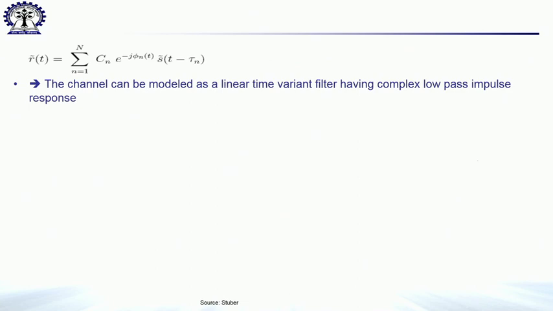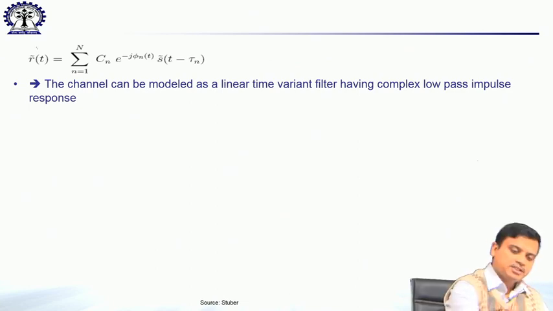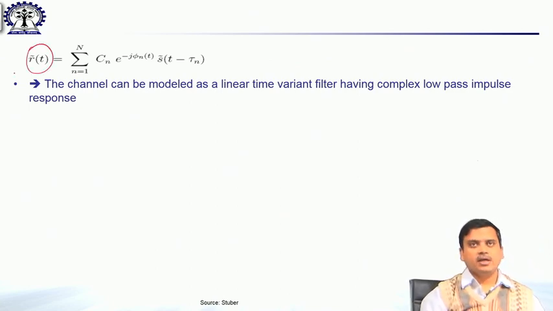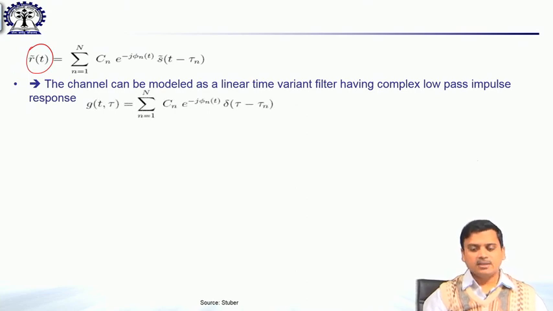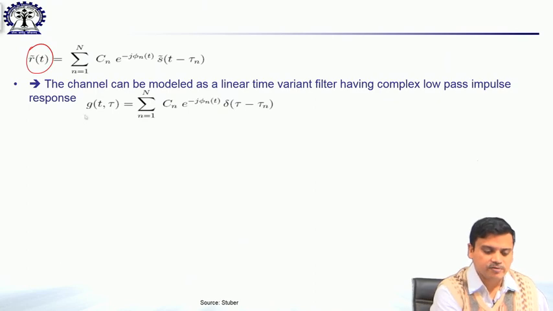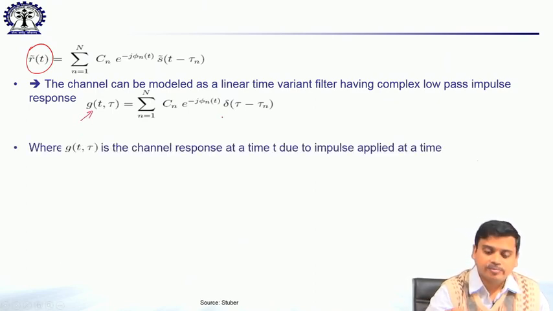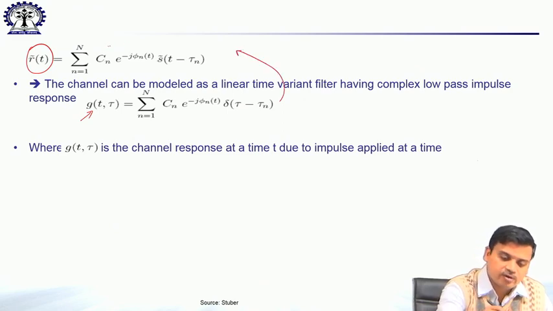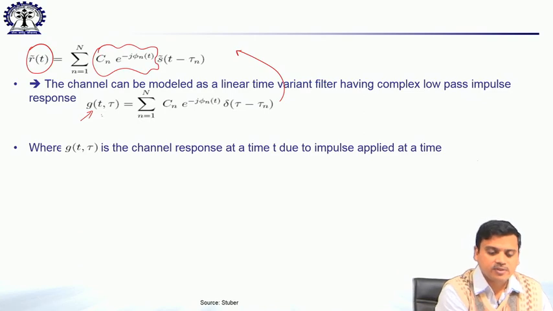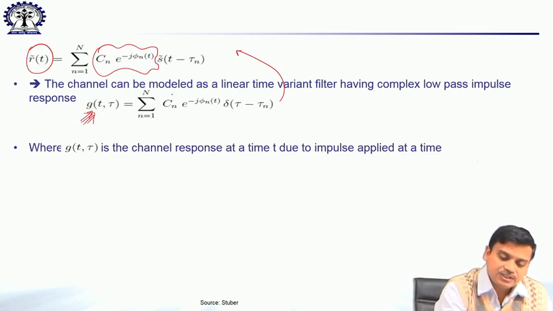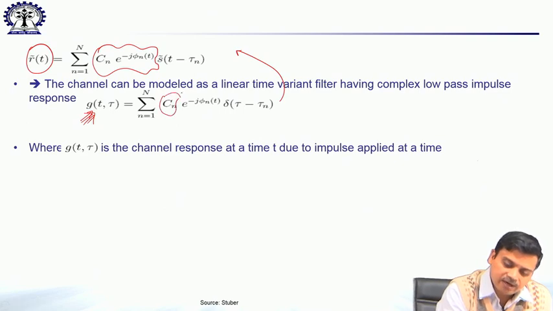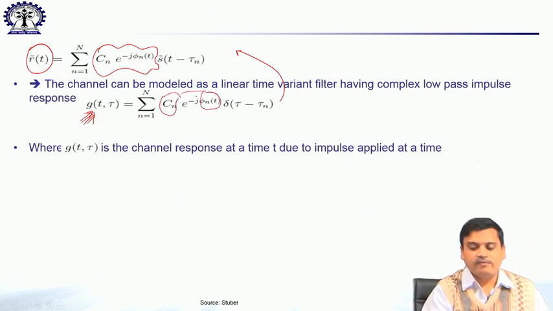So, this particular channel representation of the received signal that we see over here can be modeled as a linear time variant filter having a complex low pass impulse response given by g(t, tau) as given in this particular expression. So, if you compare these two, you will easily figure out that these are coefficients of the channel impulse response, where the channel impulse response is given by this particular expression. So, where each tap has a gain factor and a corresponding phase factor.